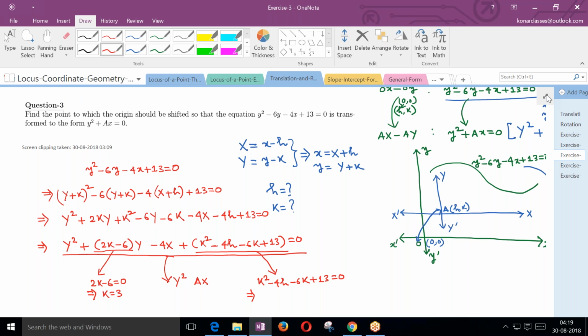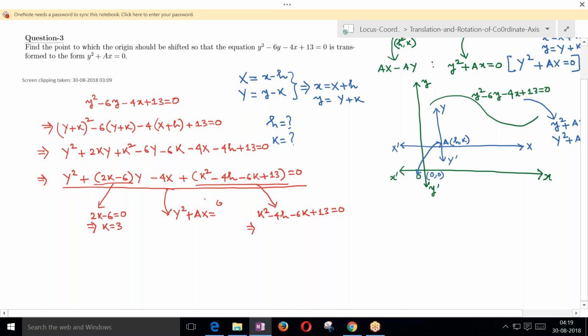Apply the value of k, that is 3 square minus 4h minus 6 into 3 plus 13 is equal to 0. So from here, what is the value of h we get? The value of h you'll get as 1 if you simplify further. So h we get as 1 and the value of k we get as 3.